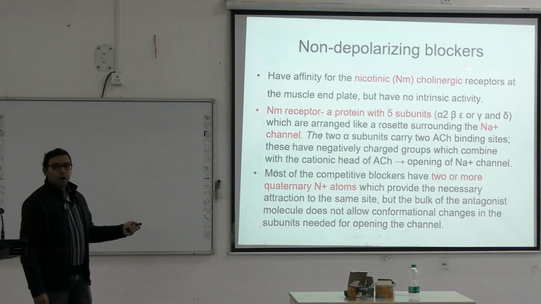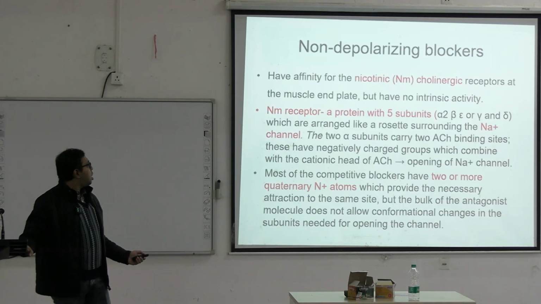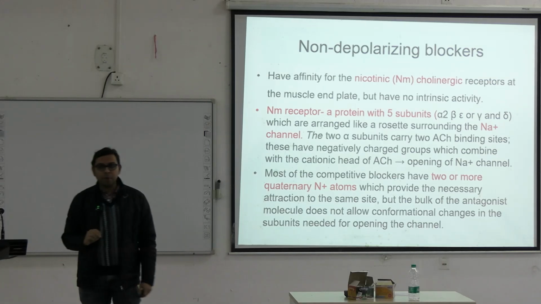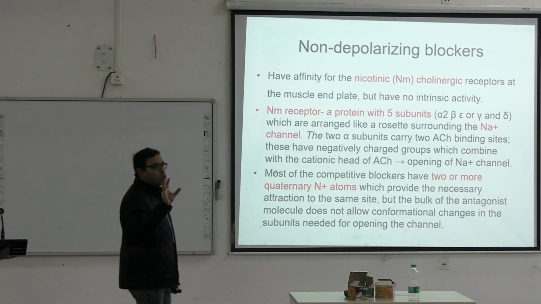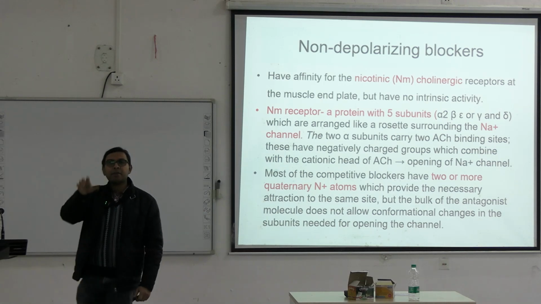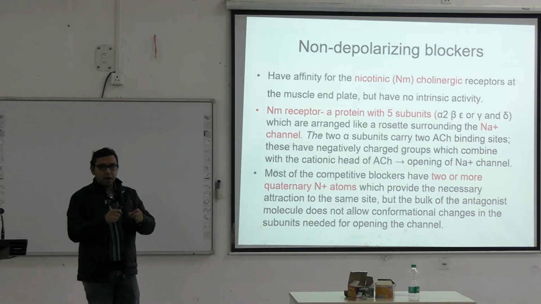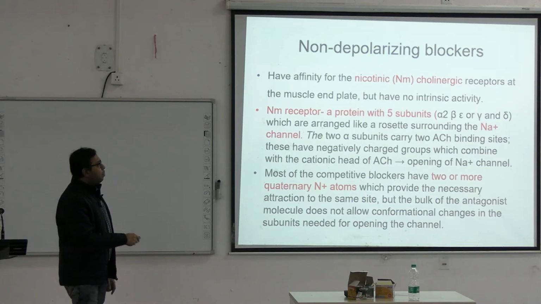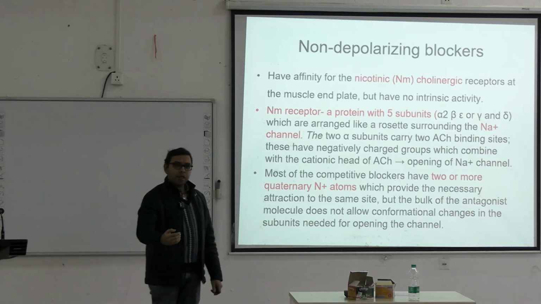Non-depolarizing blockers I have already discussed a little. Basically, this NM receptor has 5 subunits. Okay. There are 2 alpha subunits, a beta subunit, a gamma or epsilon subunit and a delta subunit. These 2 alpha subunits basically attach the acetylcholine molecules. This mainly arranges like a rosette-like structure, and in the center there is a sodium channel. Okay. So, these 2 alpha subunits carry 2 acetylcholine binding sites. They have negatively charged groups which combine with the cationic head of the acetylcholine, and thus opening of the sodium channel happens. So, the NM receptor is present in the neuromuscular junction.